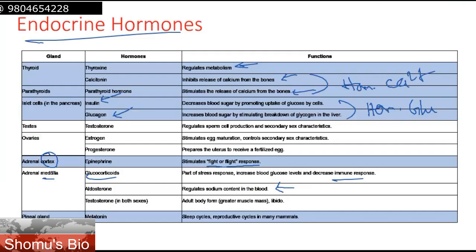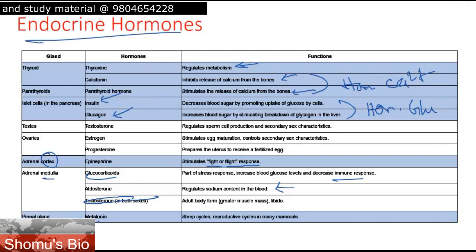Testosterone is also regulated by the adrenal gland, although this testosterone is released for both sexes, because females also have the effect of testosterone in their body. This testosterone is required for the determination of body mass, so greater muscle mass buildup in both sexes.